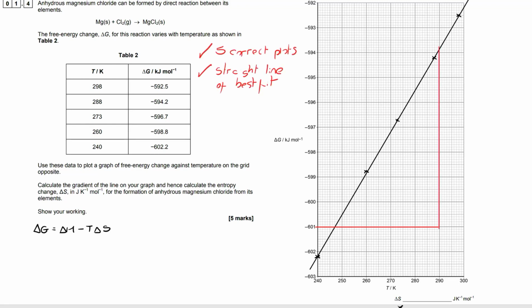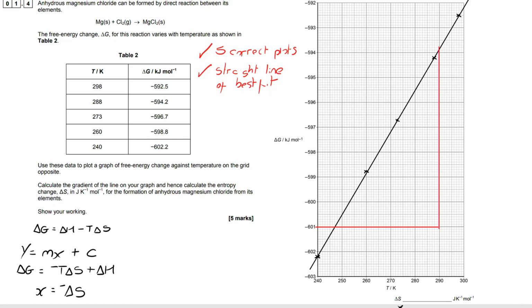Now, you will get a mark for the 5 correct plots, you will get a mark for the straight line of best fit. You'll also notice here that I've added in a horizontal and a vertical line, and that's because we are going to need to calculate the gradient. Now, we are interested in delta G, and delta G is delta H take T delta S. A really common comparison that is made within exam questions is how delta G equals delta H take T delta S is linked to y is mx plus c, the equation for a straight line.